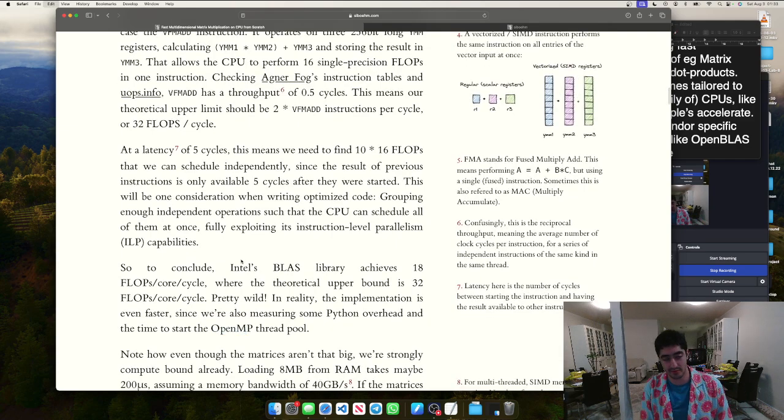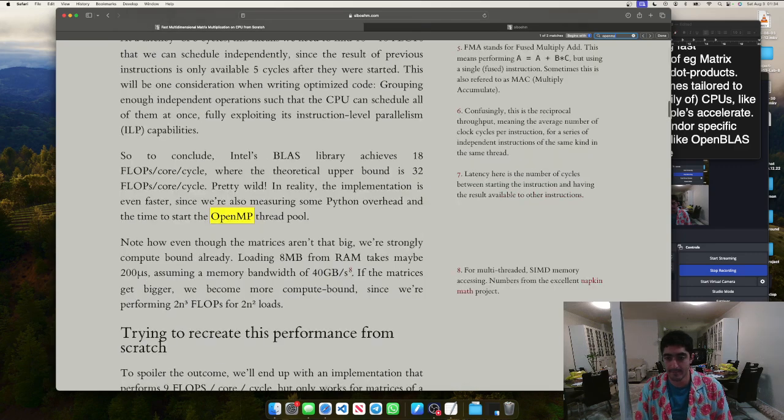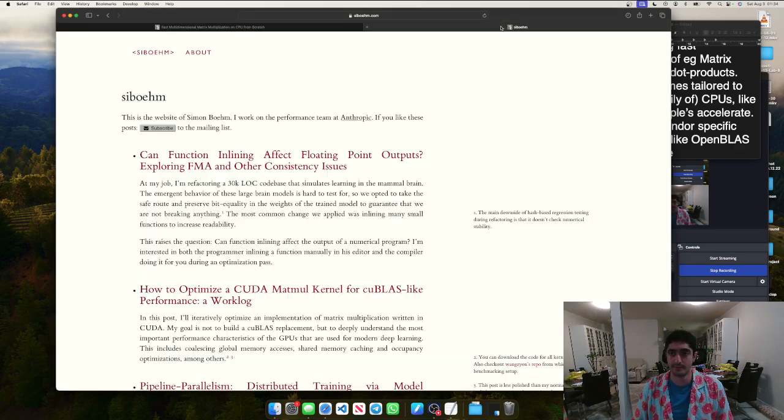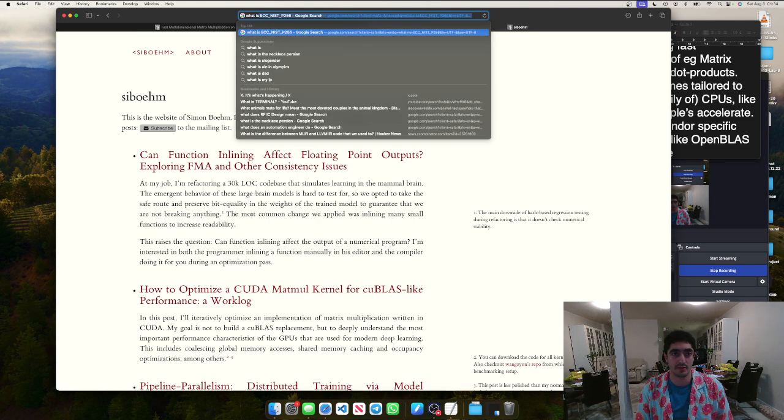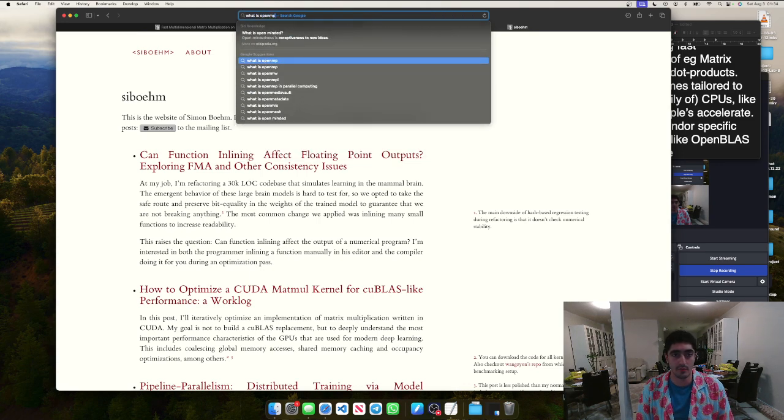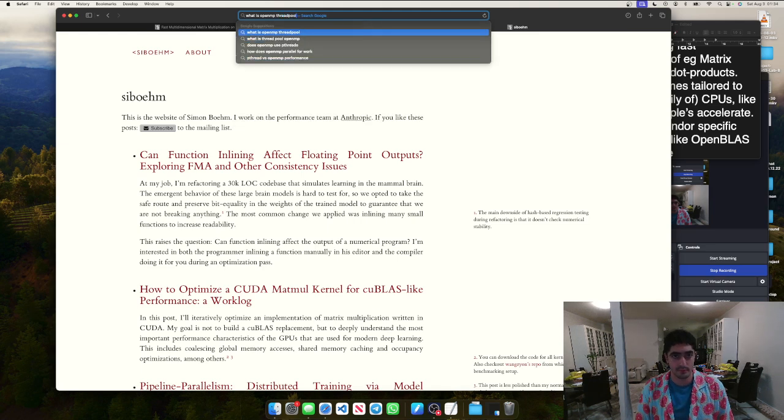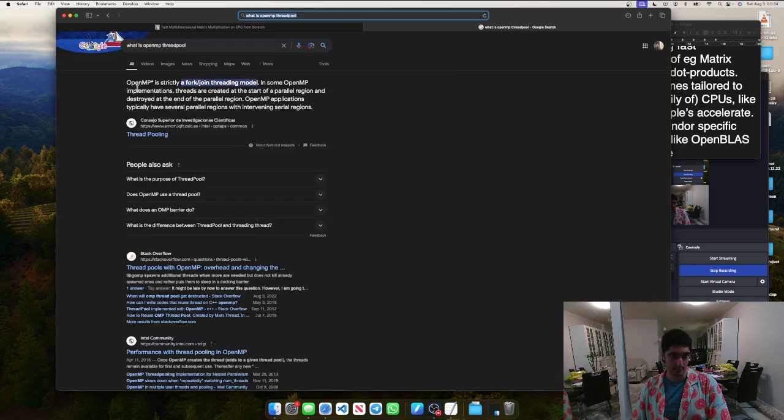OpenMP thread pool, what was this? And what is OpenMP? OpenMP is a strictly fork/join threading model. In some OpenMP implementations, threads are created at the start of a parallel region and destroyed at the end of the parallel region. OpenMP applications typically have several parallel regions with intervening serial regions.